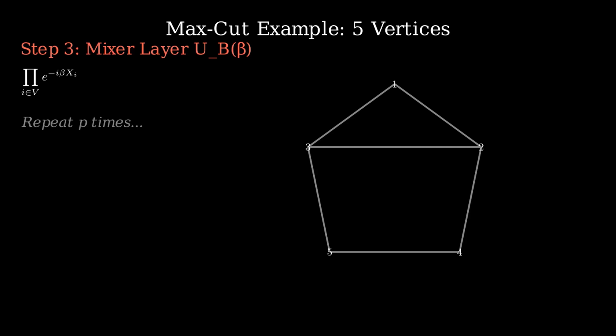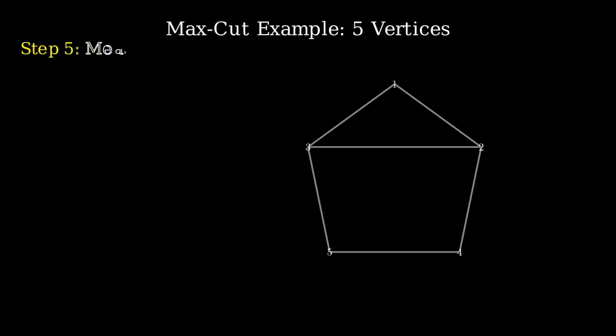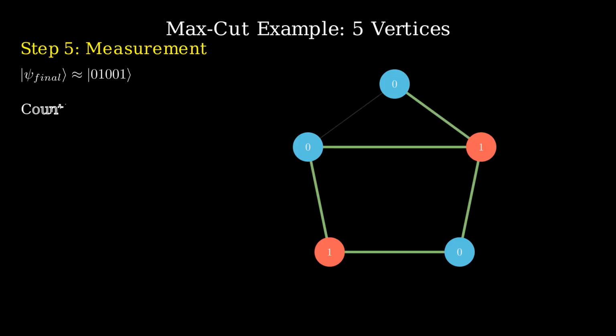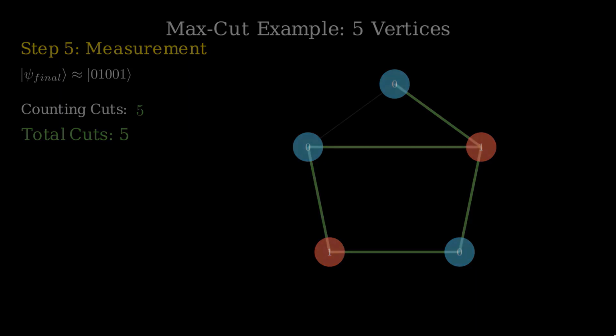Step 4. We repeat. For depth P, we repeat the blocks P times. Step 5. We measure all qubits in the computational basis. After sufficient iterations, the algorithm arrives at a ground state expected to be state 01001 or equivalently 10110, yielding a value of HC equal to approximately -2. This corresponds to a partition of {1, 3, 4} and {2, 5} as anticipated, with 5 edges cut and 1 uncut edge.